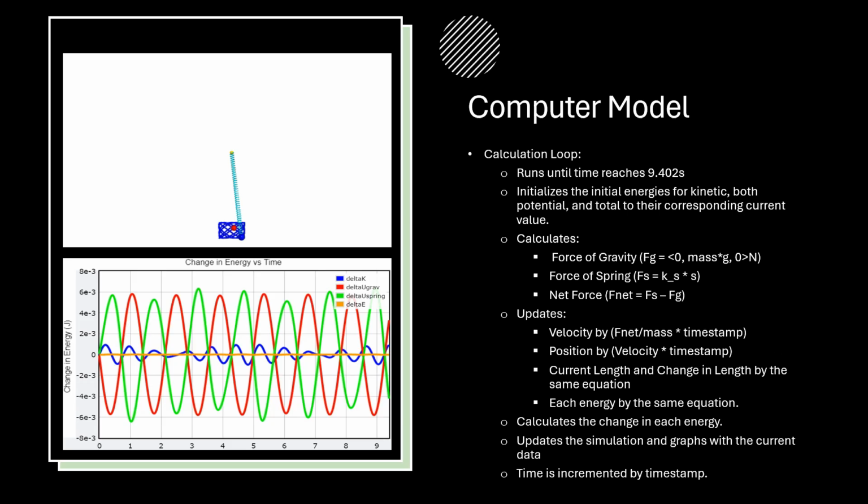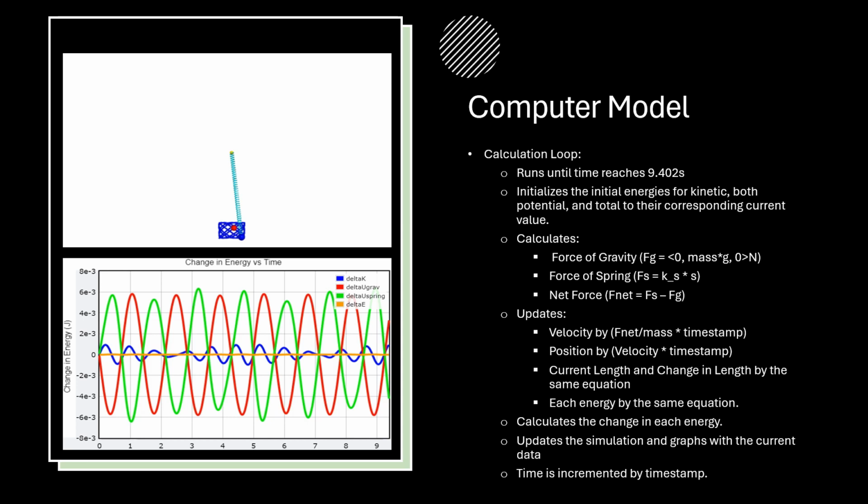For the calculation loop section, it runs until time reaches about 9 seconds, and in that loop, it initializes the initial energies for kinetic, potential, and total to their corresponding current values from the previous section. Then it calculates the force of gravity, the force of the spring, and the net force by adding the two together. Then it updates velocity using Newton's second law, where velocity is updated by net force divided by mass times timestep, and then it updates position by velocity times timestep.